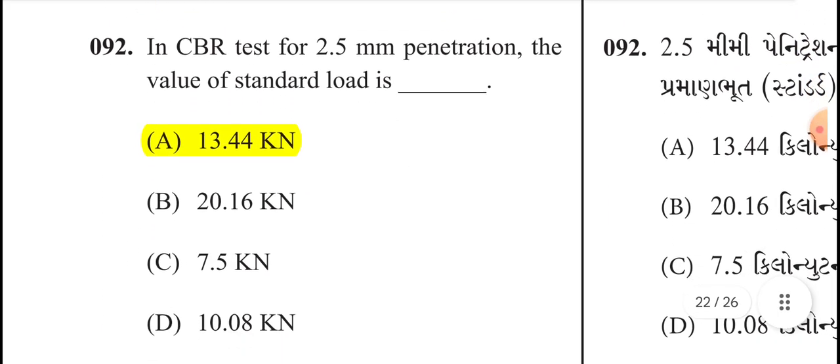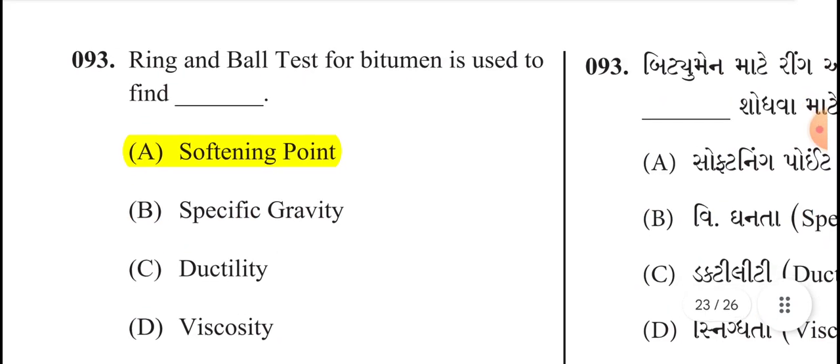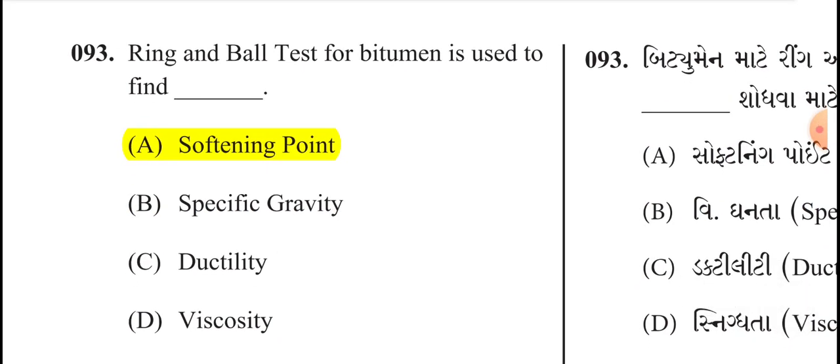In the California Bearing Ratio test, for 2.5 mm penetration, the value of the standard load is 13.44 kN. Ring and ball test for bitumen is used to find: softening point, specific gravity, ductility, viscosity. Ring and ball test for bitumen is used to find the softening point.